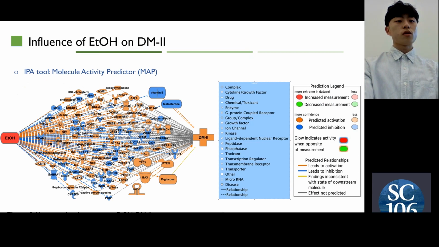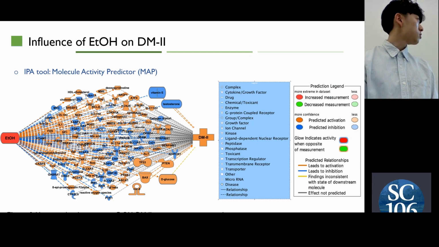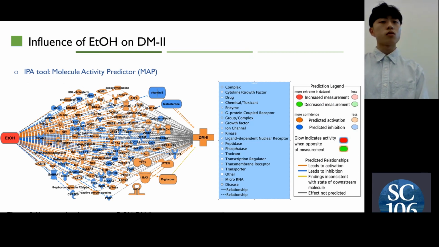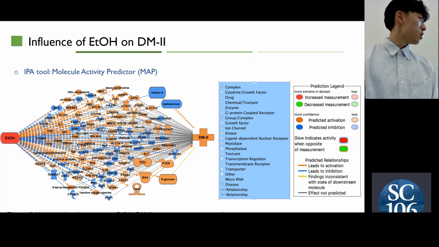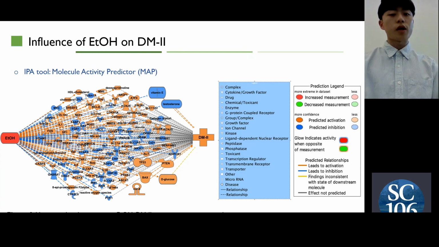So seen here, ethanol was once again simulated in its exposure using the molecular activity predictor tool that allowed us to determine that DM2 is also upregulated through the intermediary actions of vitamin E, testosterone, TP53P10, BAX, testosterone, D-glucose, and MIR8.